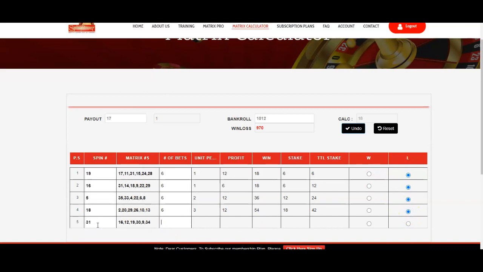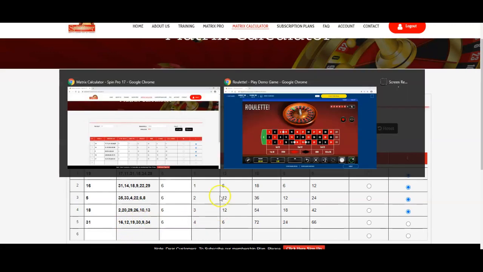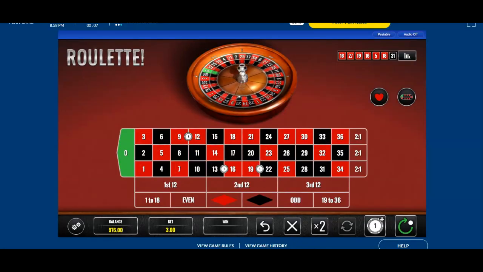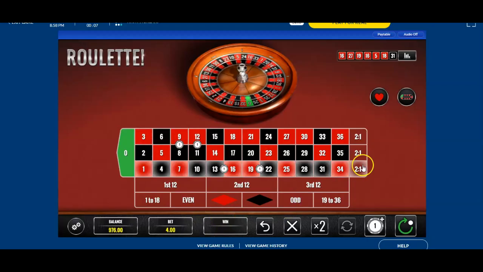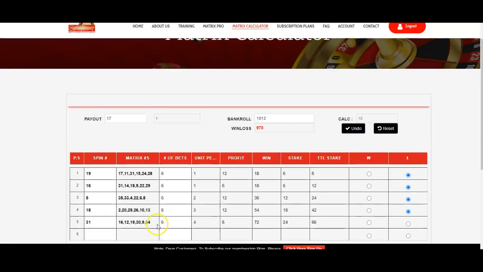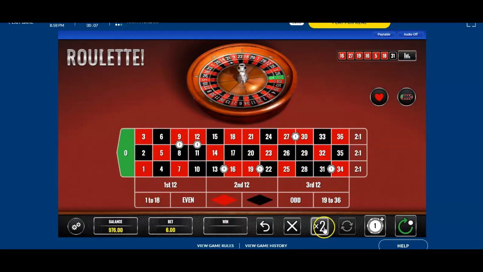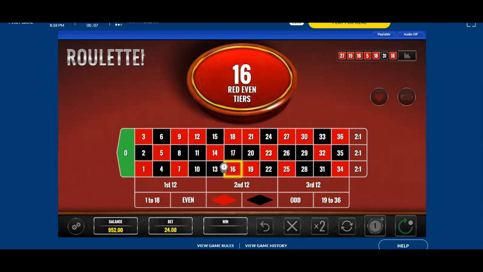Let's keep going. 31. Here's the other numbers, 12 and 9 is on the same kind of block here, so you would want to split it this way. Okay, we've got 30 and 34. And we're going to place 4 units per bet. Okay, so double that, double that. And go. And there you have it.